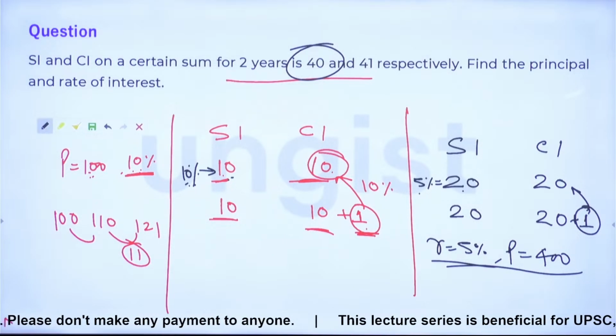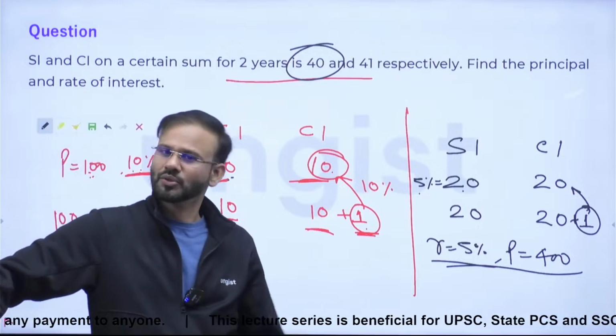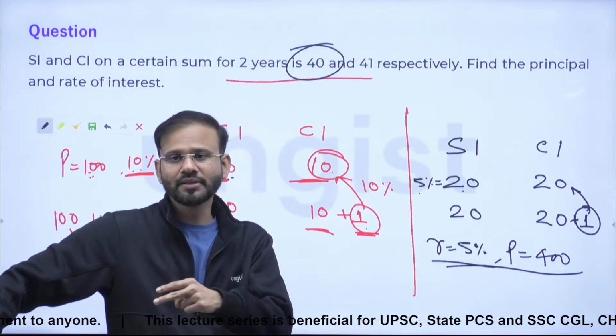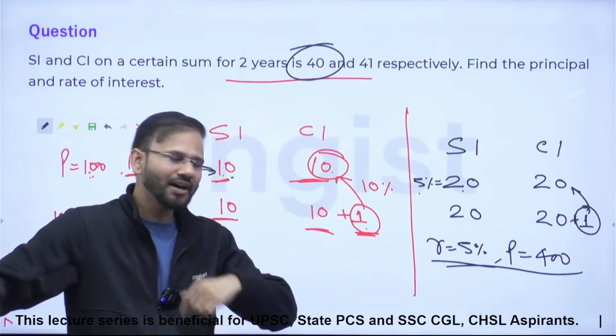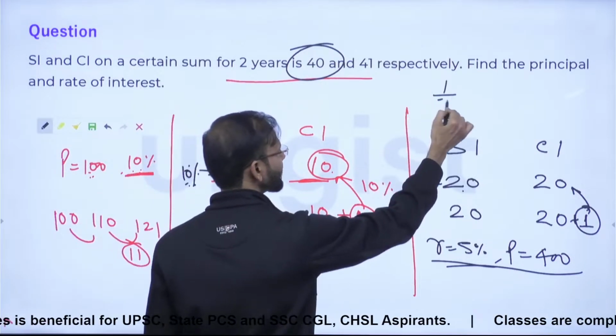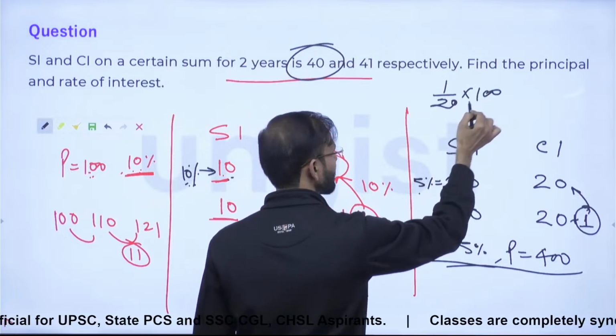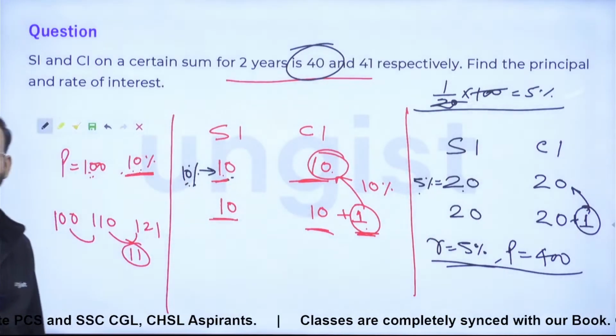So 1 is 5% of 20. See, 20 का 10% कितना होगा? 2 होगा. 10% of 20 would be 2. So half of that could be 5%. 2 का half is 1. Right? Or you can say 1 by 20 into 100. So this is 5. Right? Okay?